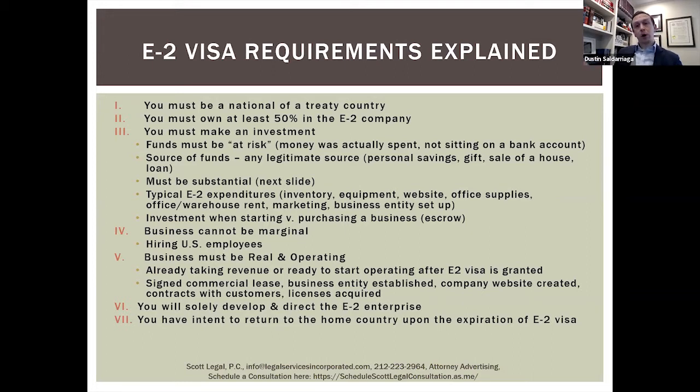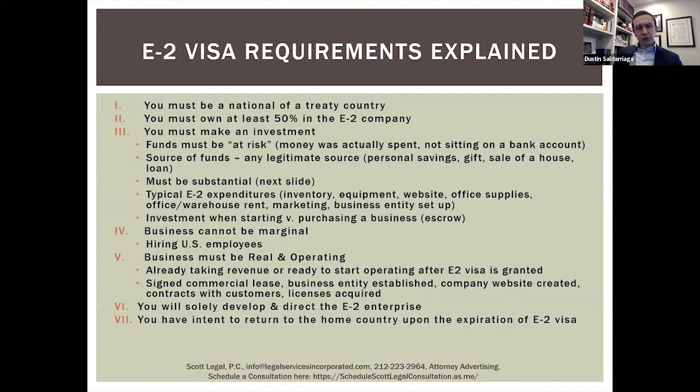It could be the sale of property. So if you sell an apartment, for example, and you can document that you received those funds and then invested that in the business, that's an appropriate source of funds. And it can be a loan, as long as the loan is not secured by the assets of the E2 business. The investment amount must be substantial. Again, that's a word that's used in the US regulations that define this visa. We'll talk a lot more about this, so I won't spend much time on it now, but in a couple slides, we'll talk more about it.